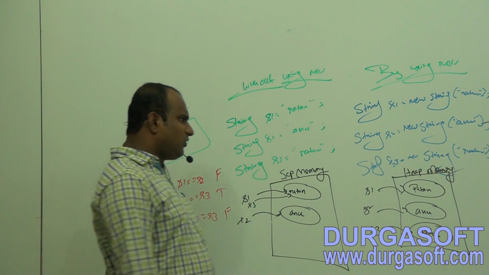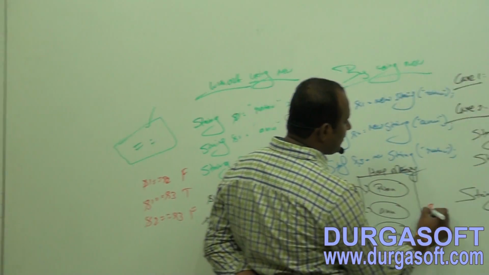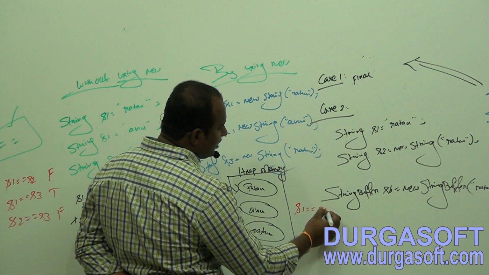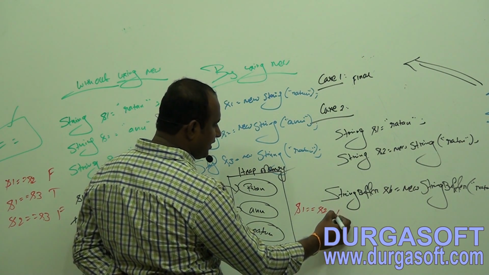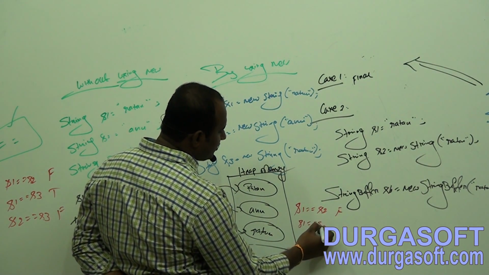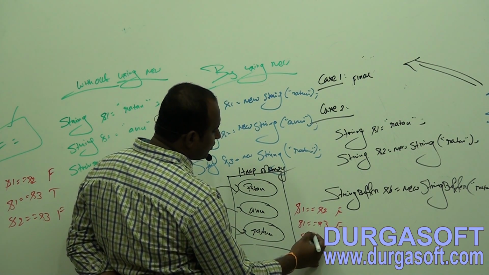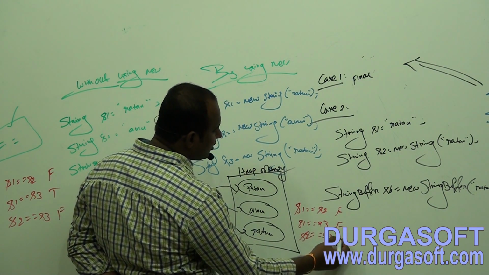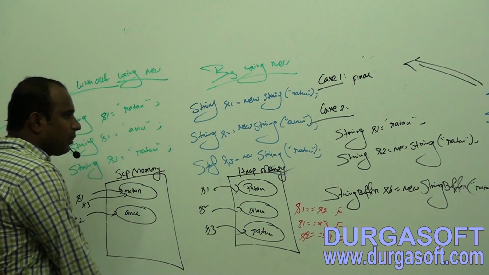Here it is always false. Why? All the reference variables are pointing to different objects, right? S1, S2, then it returns false. S1, S3 also false. S1, S2, S3 also false. Always false.